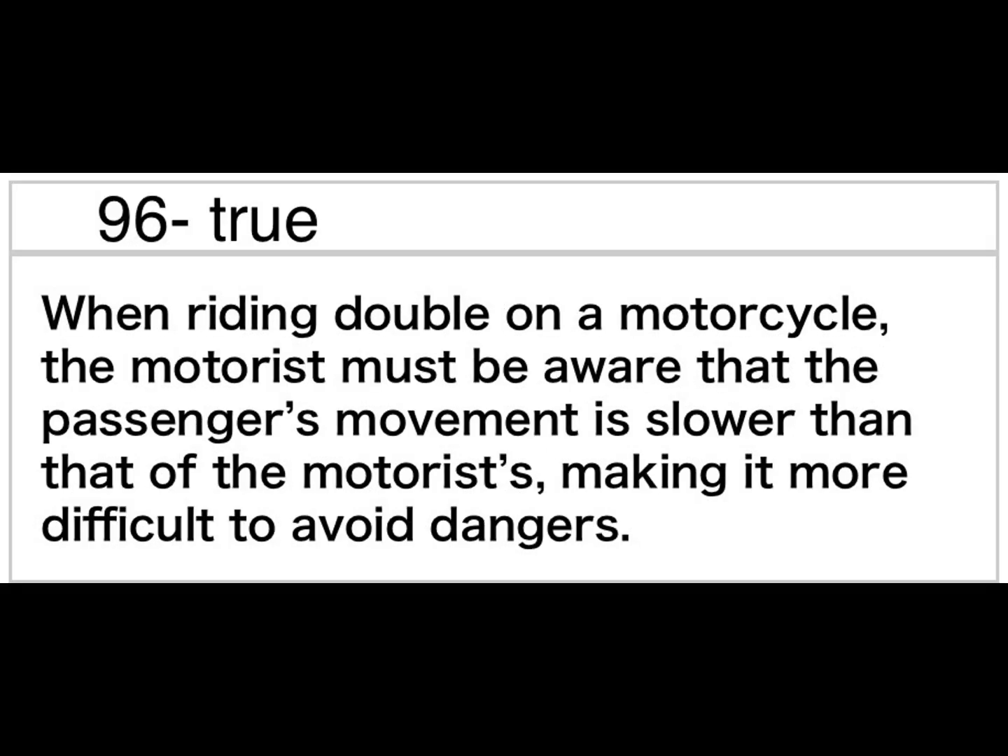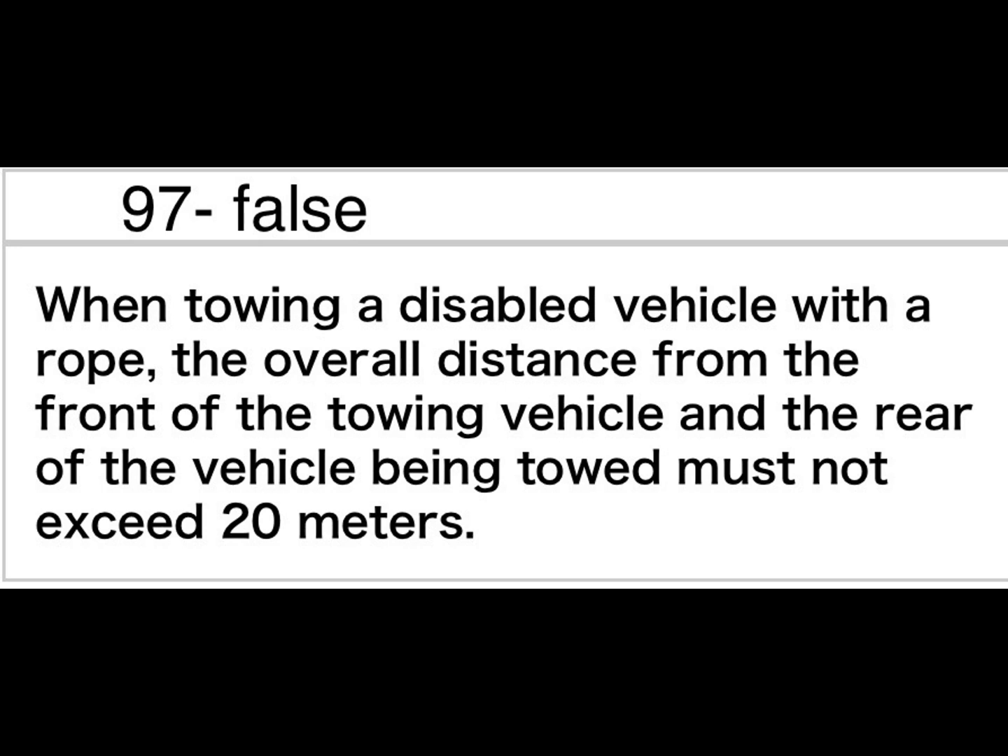True. When riding double on a motorcycle, the motorist must be aware that the passenger's movement is slower than that of the motorists, making it more difficult to avoid dangers. True. When towing a disabled vehicle with a rope, the overall distance from the front of the towing vehicle and the rear of the vehicle being towed must not exceed 20 meters.